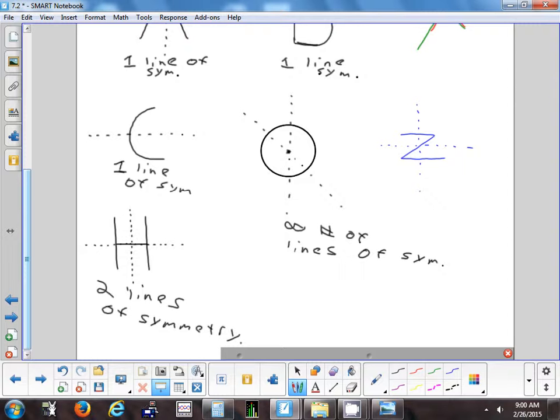Another way you can figure out if something has a line of symmetry: if you had a mirror, draw half of the letter, then take your mirror and put it right on the edge of your picture. If you look and you see the whole image and it looks correct, then that's a line of symmetry. If together it doesn't look like the letter you thought, then that's not a line of symmetry.